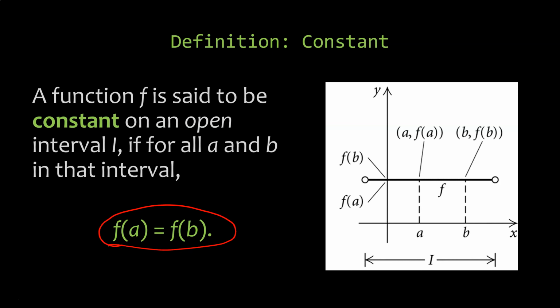A function is constant on the interval I. Again, you have an open interval I from here to here, and f of a is always equal to f of b. So this function is constant. Going from left to right, it is not going up or down. All right, so that's what it means to be increasing, decreasing, or constant over an open interval.